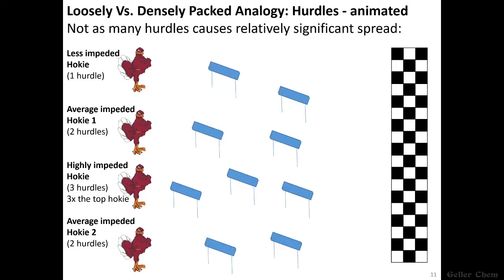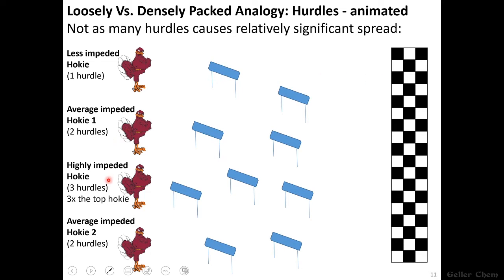Let's make an analogy. Imagine we have a race between four genetically identical Hokies. They have the same build, they can move at the exact same speed, and there are these hurdles in their way. And we can see the hurdles have a relatively even distribution throughout that field. We don't have a situation where one part of the field just has this cluster of hurdles, right? They're pretty evenly distributed. However, one Hokie just happens to be lucky and only one hurdle is directly in their path.